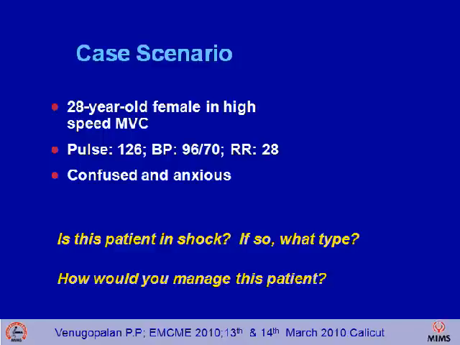Just look at this case scenario. A 28-year-old female involved in a high-speed motor vehicle collision is brought to the emergency department with a pulse rate of 126 per minute, blood pressure 96/70, respiratory rate of 28. She is confused and anxious. Is this patient in shock? If so, what kind of shock is this? And how do you manage this shock?